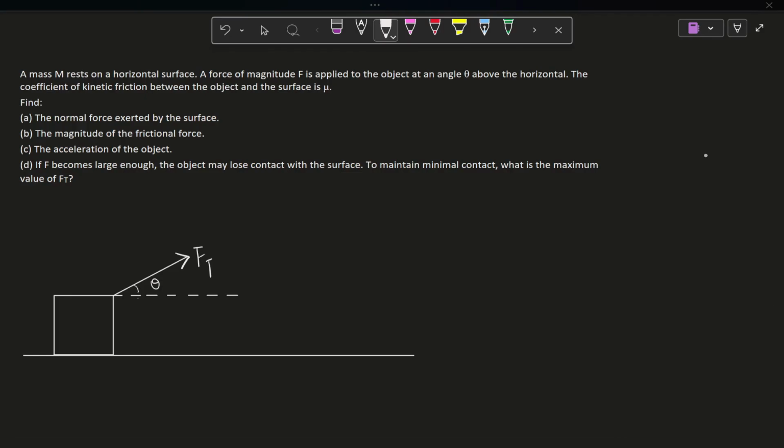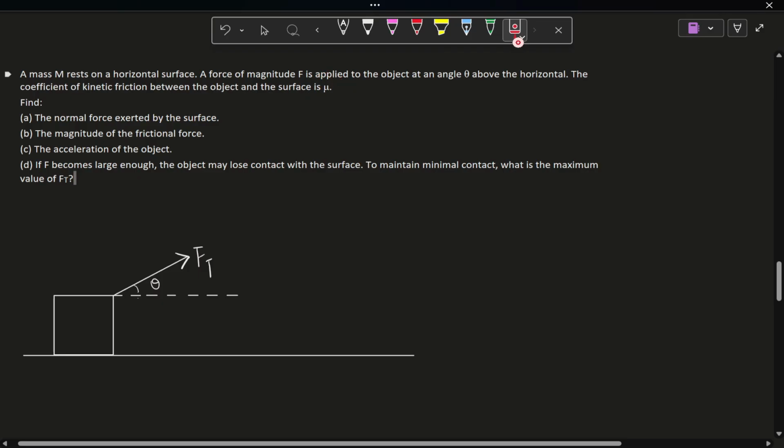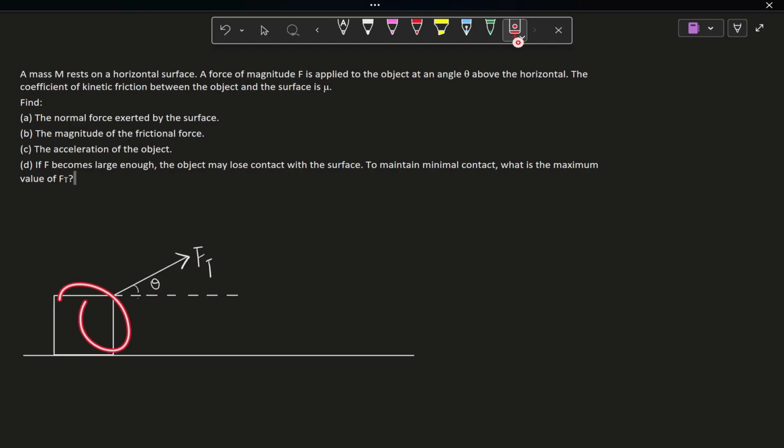A mass m rests on a horizontal surface. A force of magnitude F is applied to the object at an angle theta above the horizontal. The coefficient of kinetic friction between the object and the surface is mu. Find A, the normal force exerted by the surface. B, the magnitude of the frictional force. C, the acceleration of the object. D, if Ft becomes large enough, the object may lose contact with the surface, which means the object will fly. To maintain minimal contact, what is the maximal value of Ft?